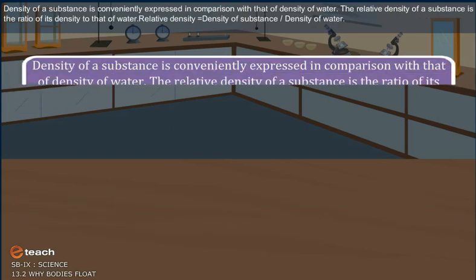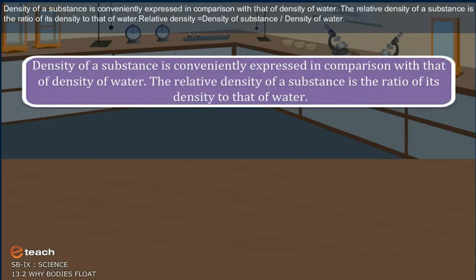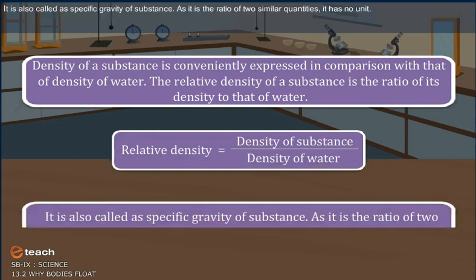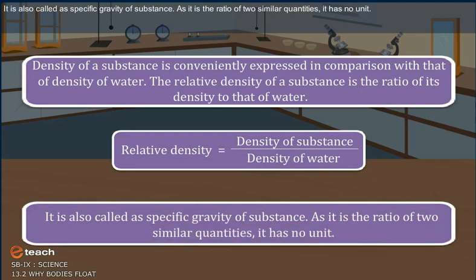The density of a substance is conveniently expressed in comparison with the density of water. The relative density of a substance is the ratio of its density to that of water. Therefore, the formula for relative density is equal to the density of the substance upon the density of water. As it is the ratio of two similar quantities, it has no unit.